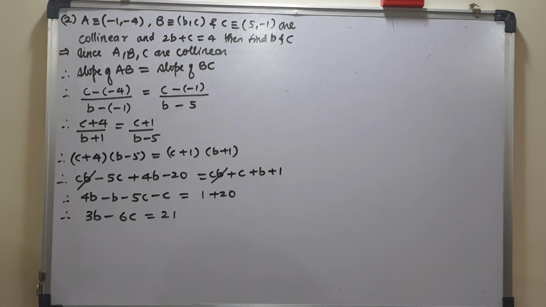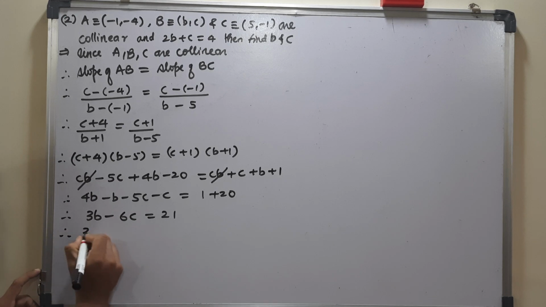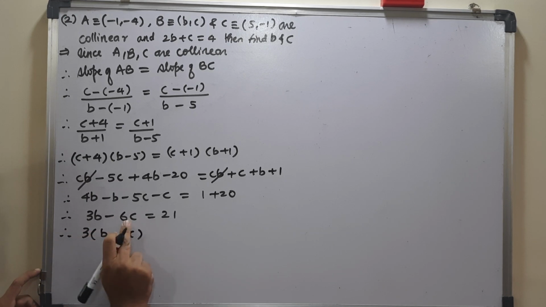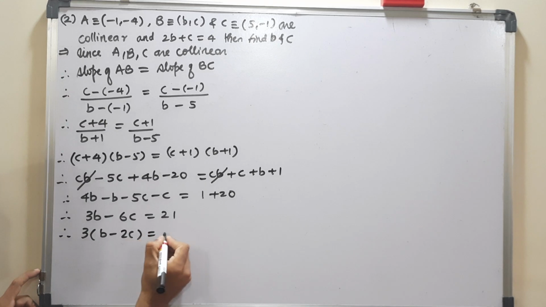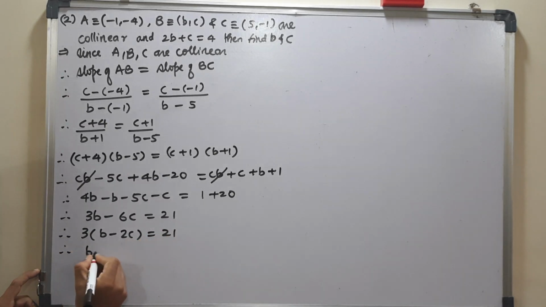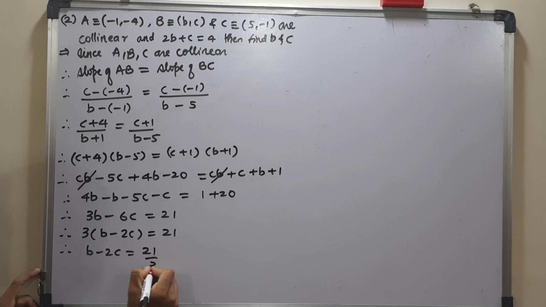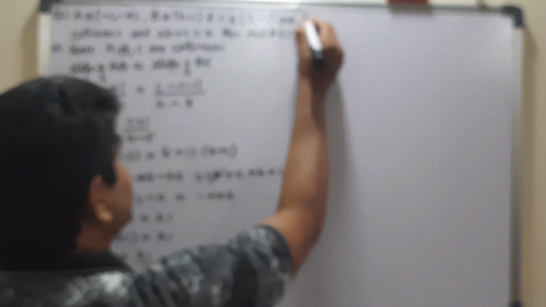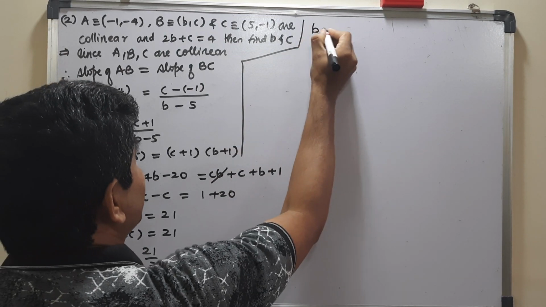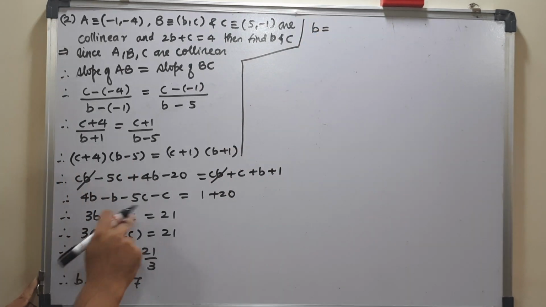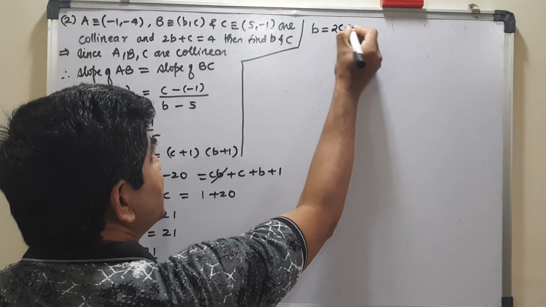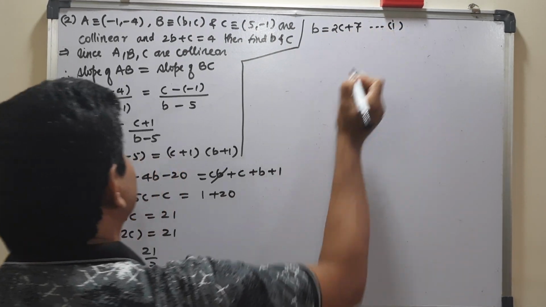Now you can see over here, we all are divisible by 3. So let me take 3 common. It is B minus 2C is equal to 21 by 3. So therefore B minus 2C is 7. Rather to say, the value of B is, this 2C going that side, 2C plus 7. Let this be my first equation.